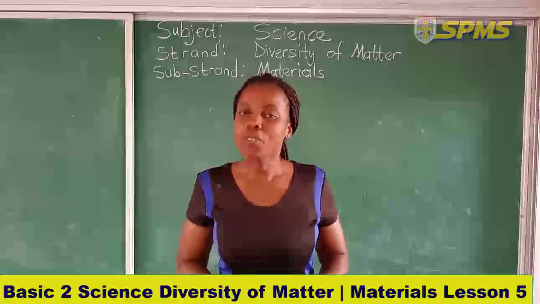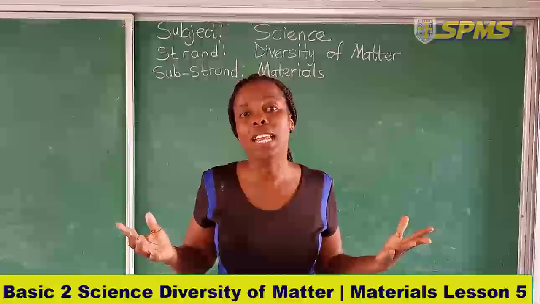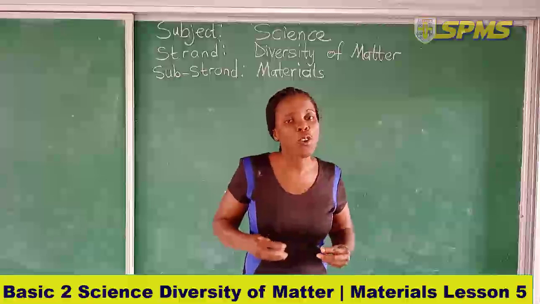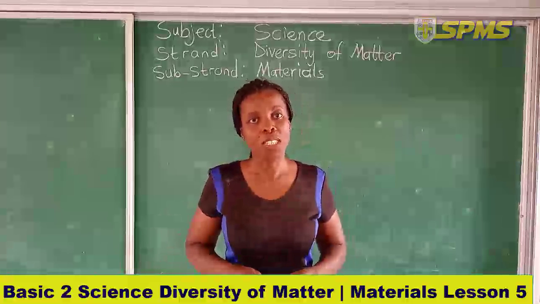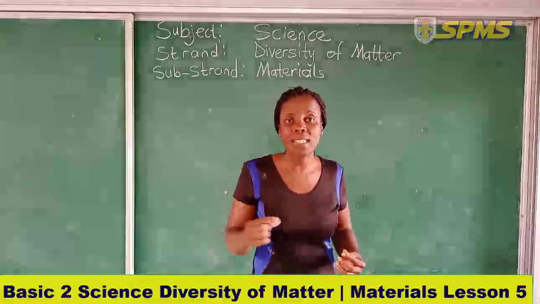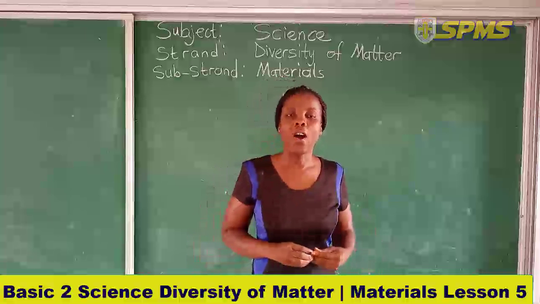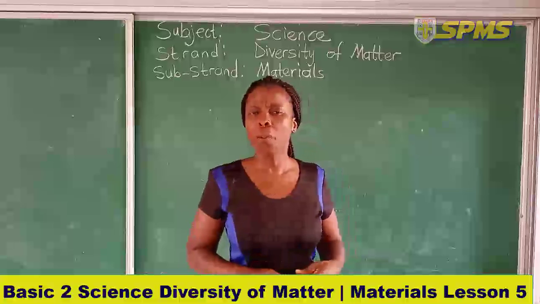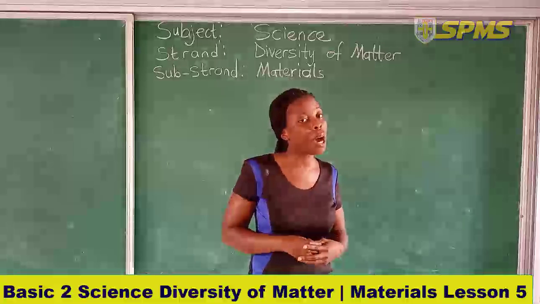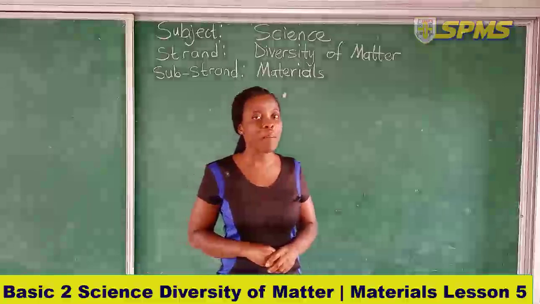Very good. What did we do in our previous lesson? We talked about materials. And what did we say they are? We said they are items that are used to create new things. What are those items? The common ones are the papers, the plastics, the glasses, the wood, the cotton. They are all materials. We looked at their properties, the various properties of the materials we can have around. What are some of the properties?